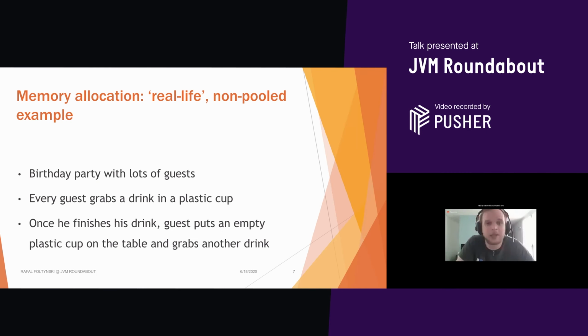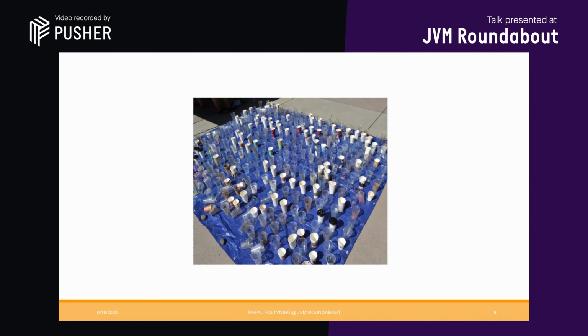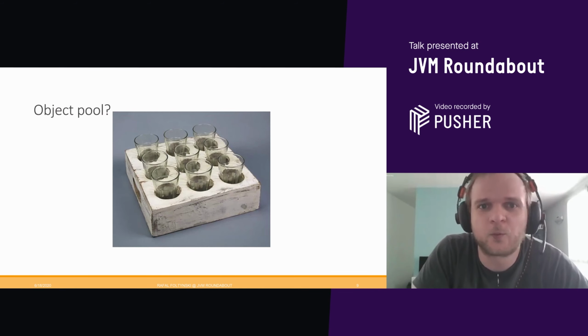If you're not familiar with memory allocation, the real-life non-pooled example would be a birthday party where you have lots of guests, and every guest grabs a drink in a plastic cup, and once he finishes the drink, he just puts the empty cup anywhere, probably on the table, hopefully on the table or in a trash can, and then he grabs another drink. What we end up with is a lot of cups. So the idea of object pooling is to replace it with a limited set of objects that the guest could reuse, like glasses.